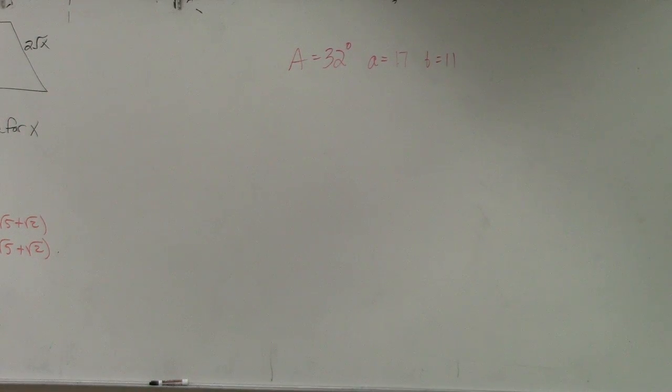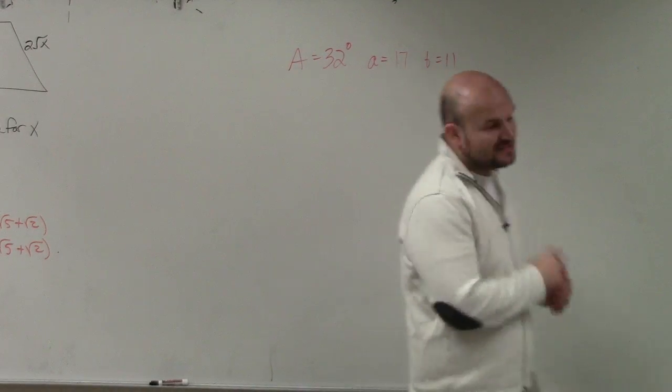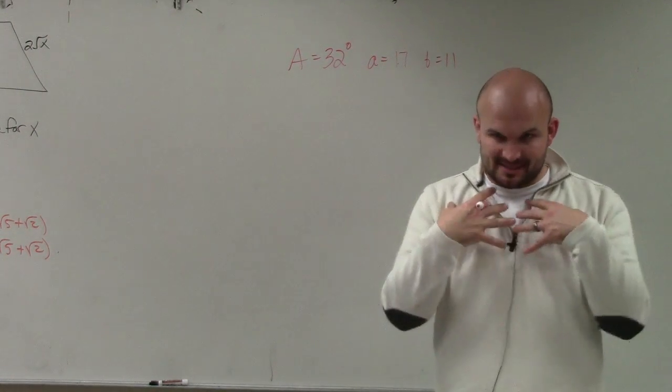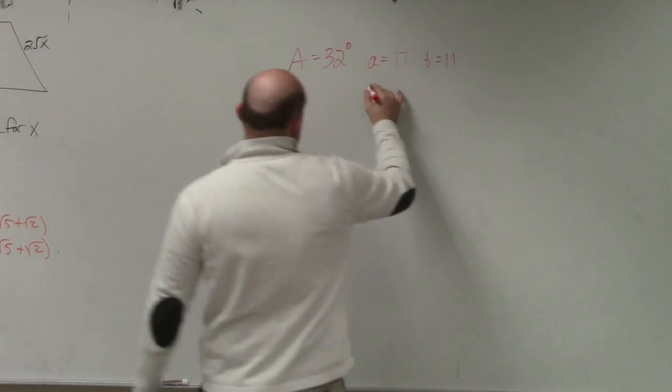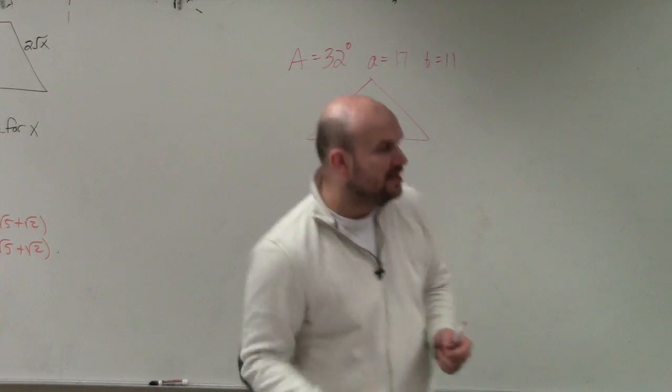Okay, here we go. So we have A equals, and I like pink. Angle A equals 32 degrees, side a equals 17, side b equals 11, okay? So all we're simply going to do, the best thing that I always like to do is always draw a triangle. For me, it's just a way to be able to visualize what the triangle is.